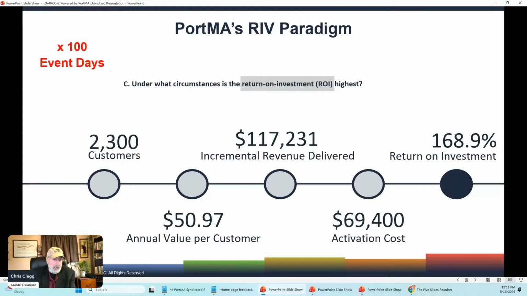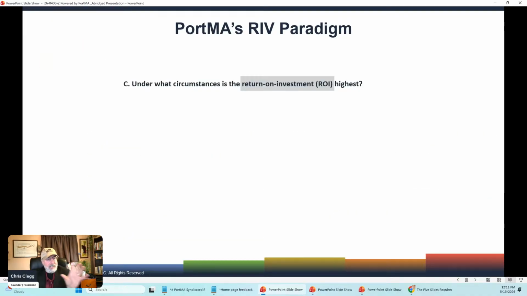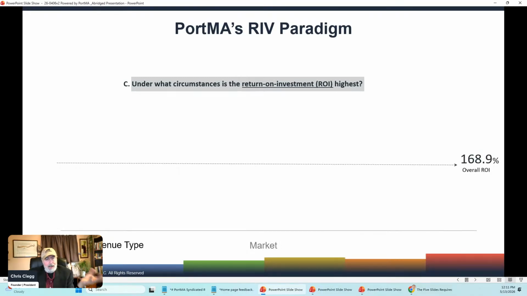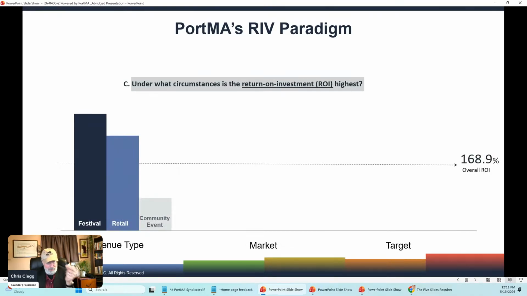Now that's interesting, and that gets us to that holy grail, but it's useless because it's a standalone number that hasn't been segmented. In order to do that A/B split testing I talked about, we have to be able to segment it. And we can segment that because we collected this data across all those 100 event days. And so we can start to look at all the different decisions we made that went into what resulted in that overall macro 168, 169% ROI.